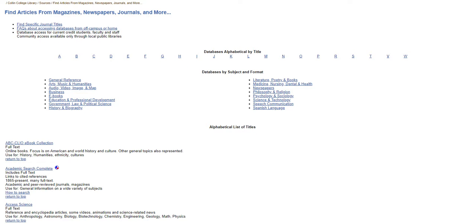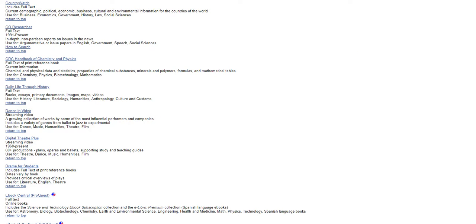Notice the alphabetical listing at the top of the page. We're going to look at the database called Daily Life Through History. So please click on the letter D in the alphabetical listing at the top of the page. Clicking on the letter D just takes us further down that page in alphabetical order. Click on the link Daily Life Through History.